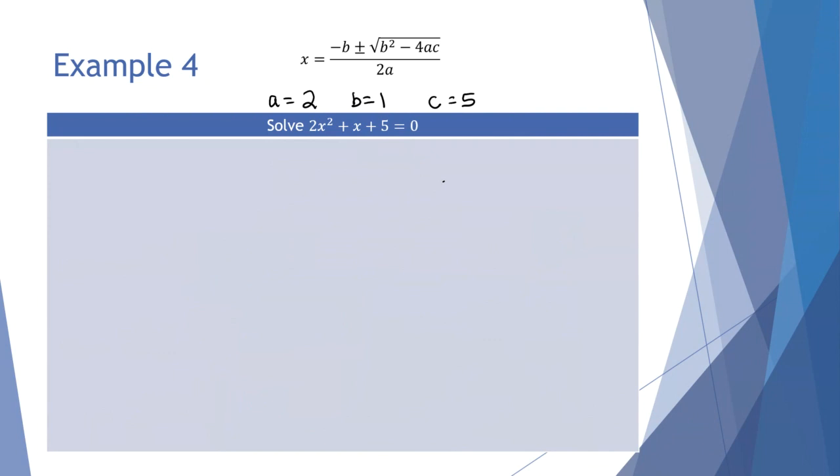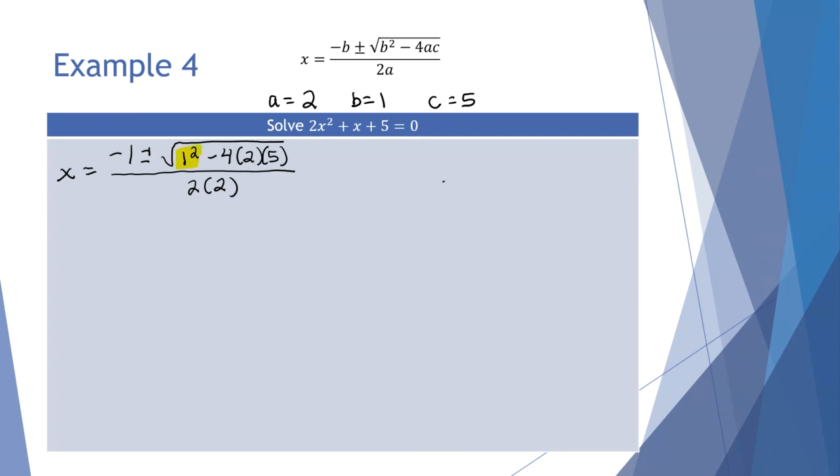And so quadratic formula, our variable is x. So we have x equals -b. B is 1, so that's -1, plus or minus. Now we have our square root, b squared, so that's 1 squared, minus 4 times a, which is 2, c, which is 5. And then this is all over 2 times a, and a is 2.